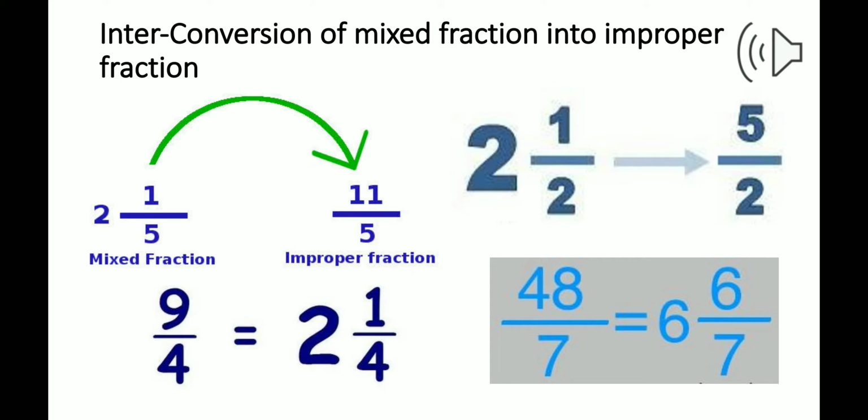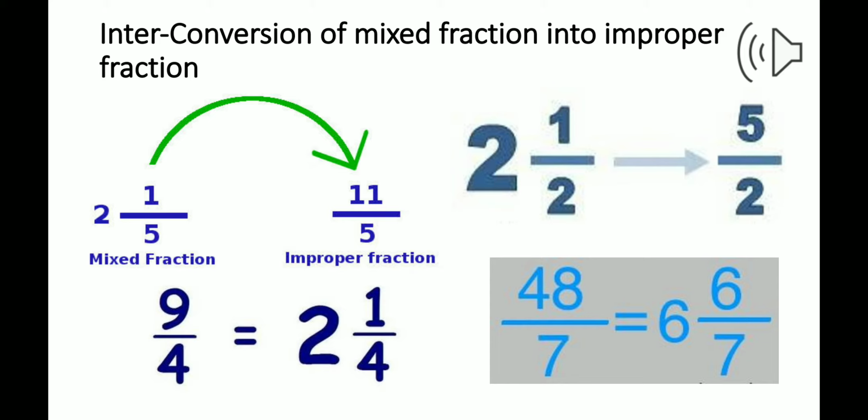Okay? Please remember. Now here we have 2 whole 1 by 5 and we have to convert it to an improper fraction. The denominator in 2 whole 1 by 5 is 5. So 5 multiplied by 2 makes it 10. 10 plus 1 makes it 11, and 11 by 5 is the improper fraction.